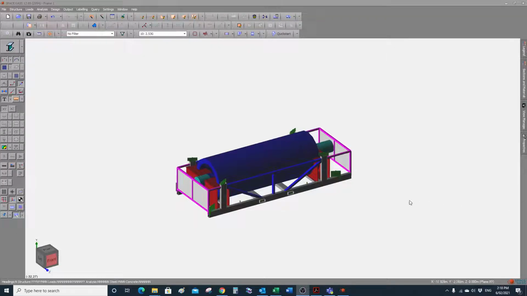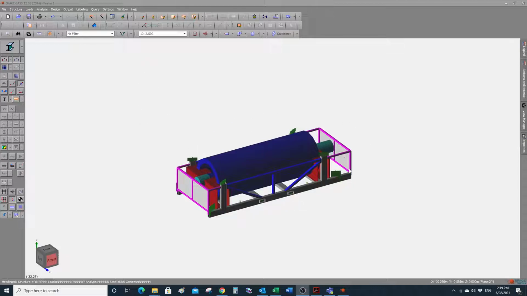Hello everyone. I'm gonna demonstrate the lifting analysis of a structure that I've already created in SpaceGas software. SpaceGas software is a structural analysis software that is widely used in Australia. As you can see, the structure is built.